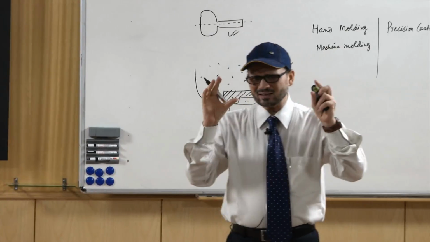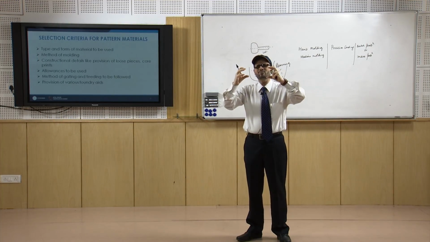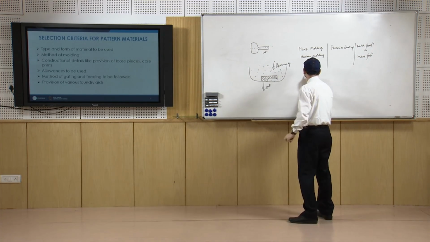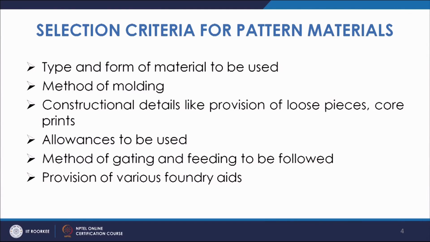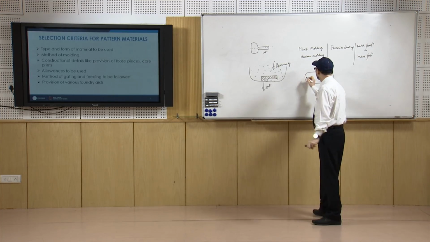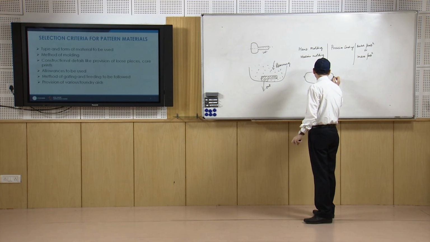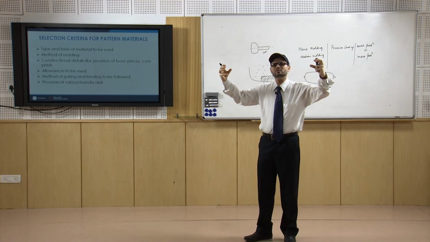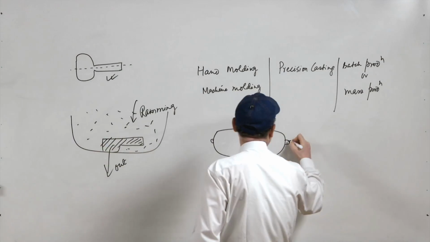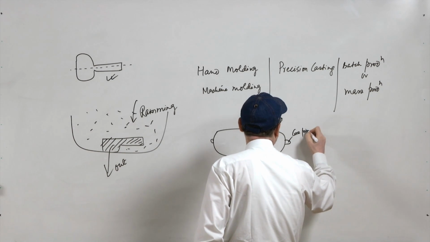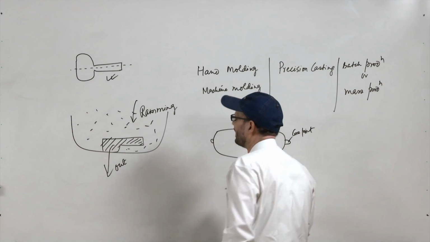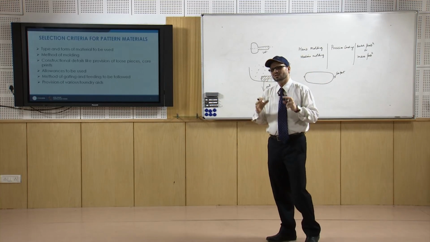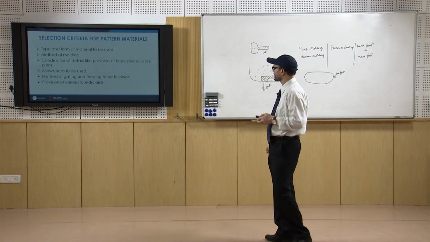Also, in the pattern itself you have to have the provision of providing core prints. So, basically when you are making any pattern and if there is a core that has to be supported, there will be certain provision for the core print also, because the core has to be rested on both the sides. So, these are the core prints which are required, and this provision also is given in the pattern itself. So, all these things are required to be considered when you talk about the pattern making.